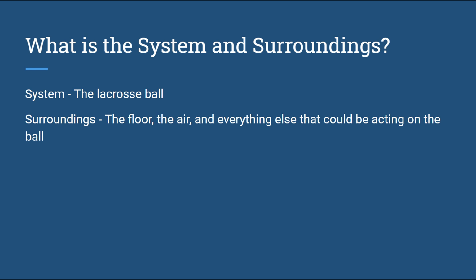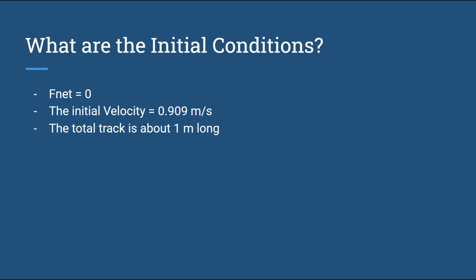So what are the system and the surroundings? So the system is, like I said a minute ago, the lacrosse ball. The surroundings, basically it's going to be everything else. So everything else is going to be acting a force on the ball. That includes the ground, so that's going to be friction. The air is going to be air resistance. And then earth is going to be gravity. So stuff like that. So our system in this particular lab is just the ball.